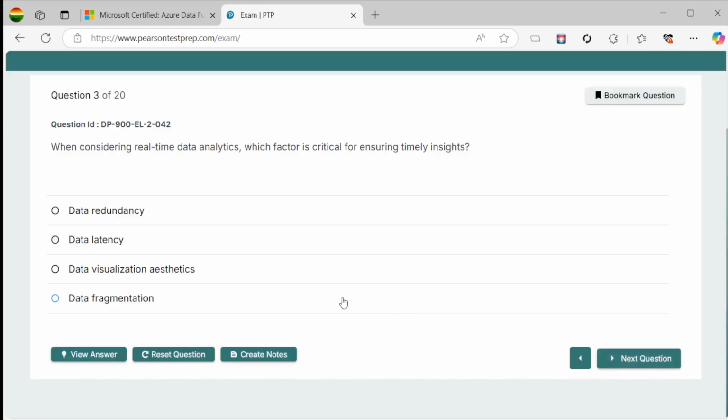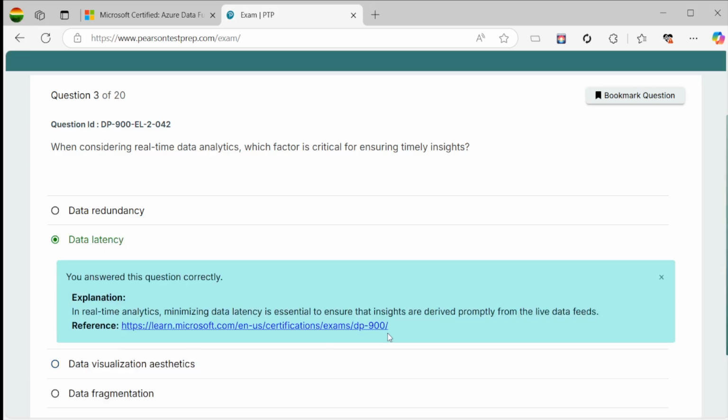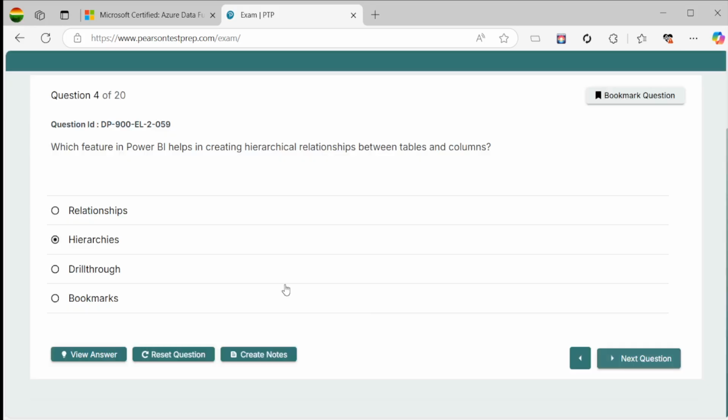When considering real-time data analytics, which factor is critical for ensuring timely insights? Data redundancy, data latency, data visualization aesthetics, or fragmentation? The key to this question again, real-time data analytics for timely insights or quick insights. Which of these answers relates to quickness? The answer is latency. For the gamers out there.